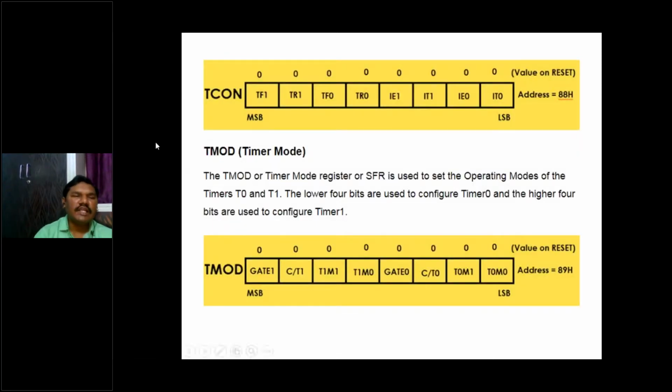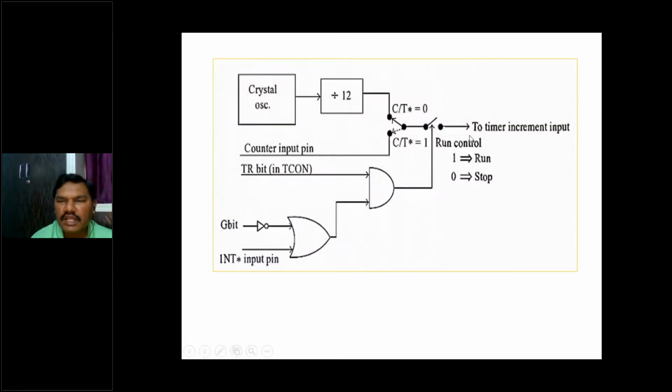Right. So here the timers can be controlled by using these two registers, TCON and TMOD. TCON has TF1, TR1, TF0, TR0, IE1, IT1, IE0, and IT0. TF1 stands for timer 1 overflow flag. Here you can see that it goes to the timer increment input. Here you can say TF1 and TF0. 1 means run, 0 means stop.